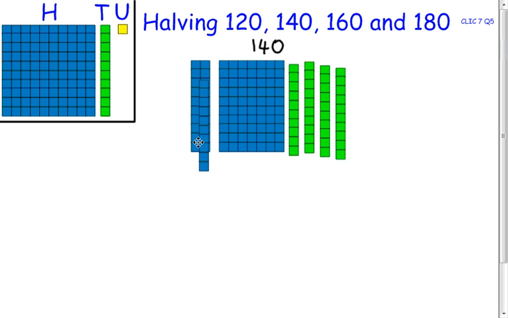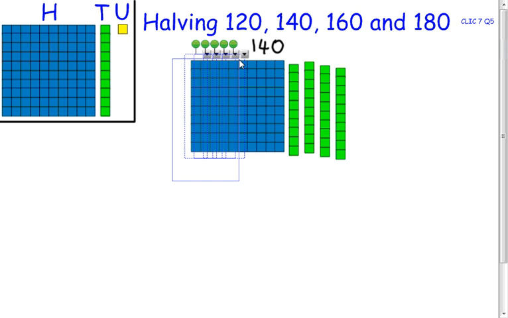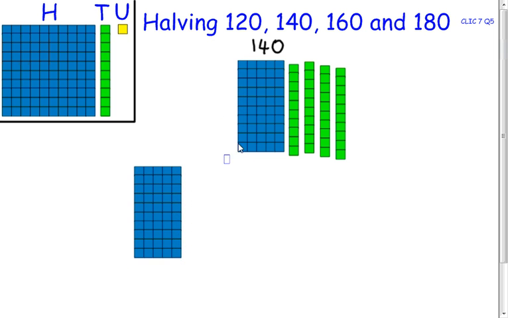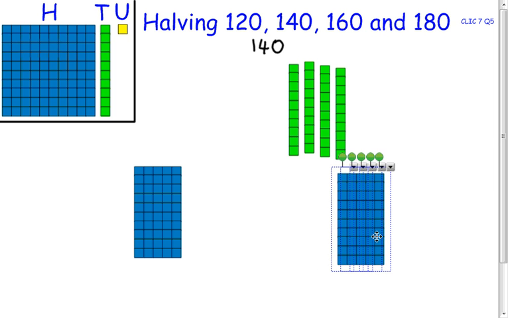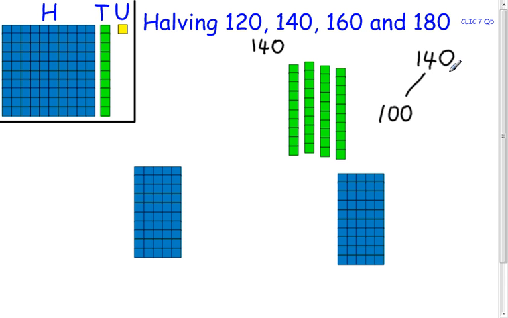Oops. No. Let's do that again. There we go. 50 over here. And 50 over here. Let's make a halving map for what we're doing. So, starting off with 140. First of all, we thought about splitting it into 100 and 40. Half of 100 is 50. So we've got 50 here and 50 here.